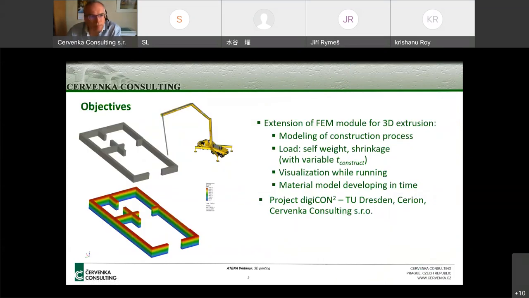When it comes to 3D printing, many of these ideas, or this technology, have been developed in a project where we worked together with Technical University Dresden and the Cerion company. The project name was Digicon. The other partners were mainly involved in the development of the printing machine, printing head, and the printing material, the concrete. But we were involved in the modeling, and that's what I will be talking about: how we can model this 3D printing process in ATENA.